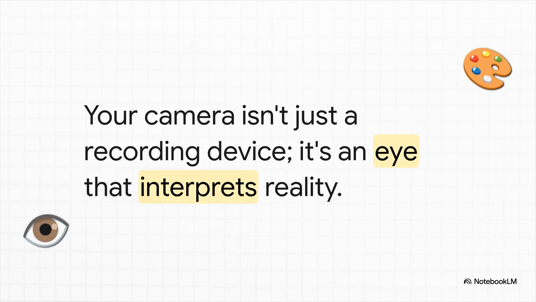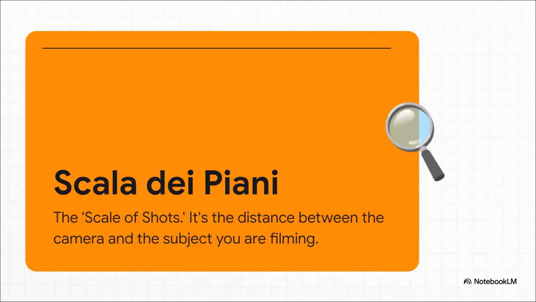It's an active eye. Every single shot you take is a choice. A shot is the basic word in this visual language, and it's your main tool for saying something. One of the first, most basic choices you have to make is the scale of shots. In plain English, that's just how far away the camera is from your subject. Are you way back, or are you right up in their face? This isn't just about what fits in the frame, it completely changes how the audience feels about what's happening.